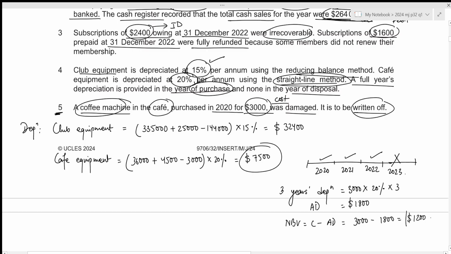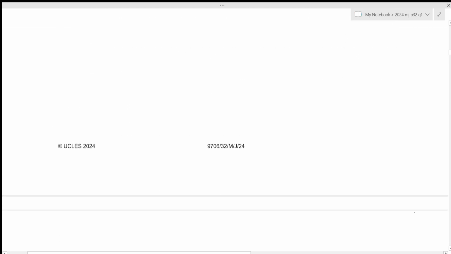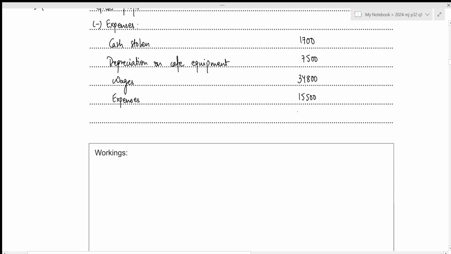So we need to write off this amount as the expense within our statement of profit or loss. Let's write it down. So 1,200, and this will be the coffee machine written off. Okay, that should be all for the expenses. Let's calculate the total. That will be the total of these 5 amounts. So 1,700 plus 7,500 plus 34,800 plus 15,500 plus 1,200, which results in the value of 60,700.